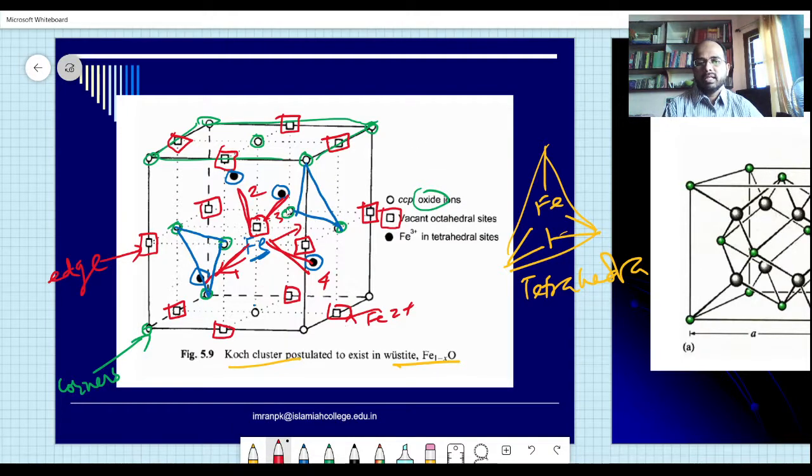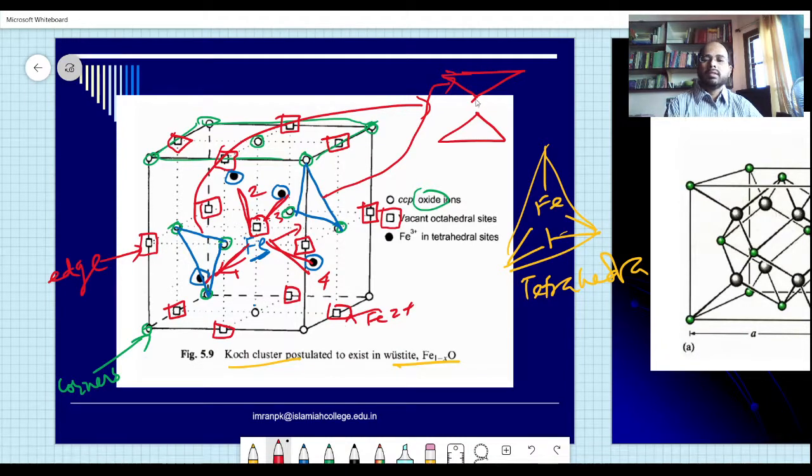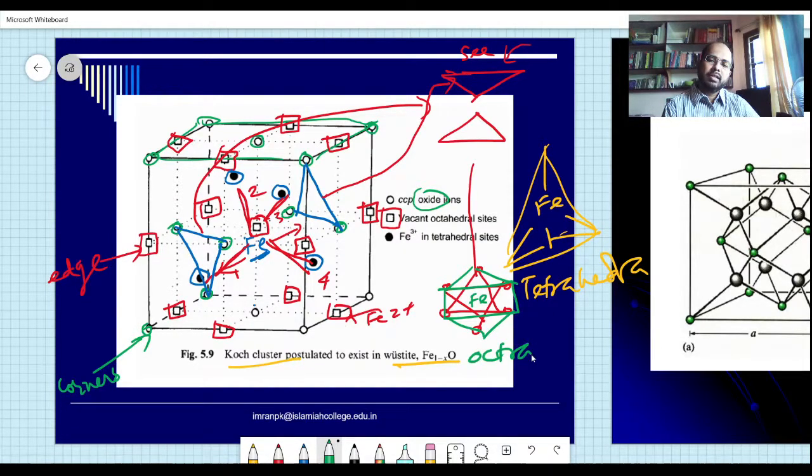So this triangle I am drawing like this, and this triangle I am drawing it here like this. So if I see from the top, I'll get something like this. Okay, and these all will be the oxide atoms, and at the center you will have Fe. So this arrangement will constitute an octahedron.